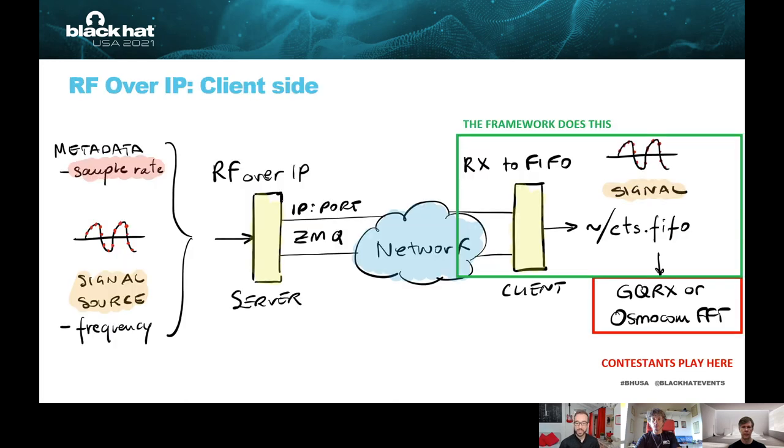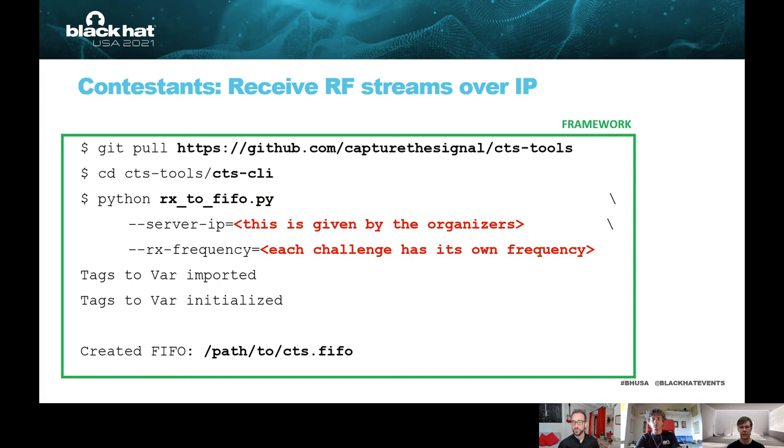Great. So now on the client side, we have to take care of the opposite. We offer the clients, and this is already open source before this release, the client tools. Essentially every contestant uses a command line tool to tune to our server at a certain frequency. The tool will do the math, the port to RF frequency calculation, and connect to the right port and stream the IQ samples onto a FIFO from which you can consume using your favorite tools. You can use GQRX, you can use Osmocom, whatever you want, even GNU Radio.